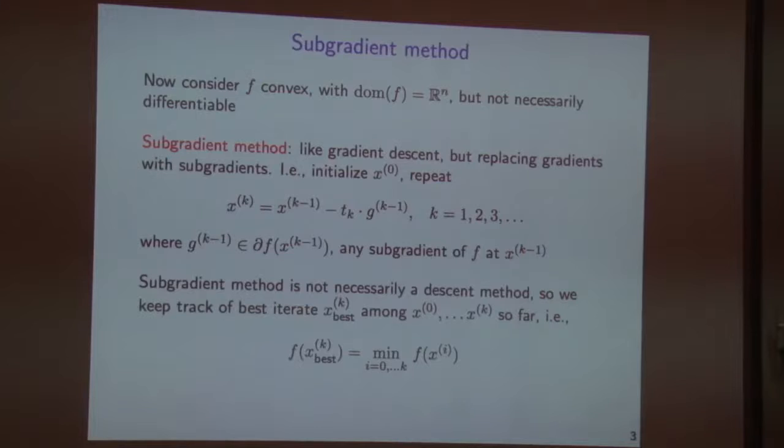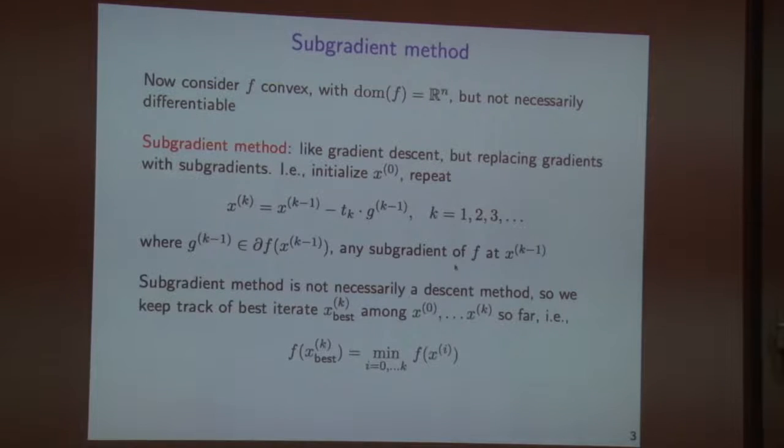So let's just jump right into the subgradient method. The subgradient method takes the same setup, except we don't assume that f is smooth. So f is convex, its domain is all of Rn, but it's not necessarily differentiable. Like gradient descent, we iterate by making some initial guess, and then at each step we compute not the gradient, but the subgradient of our criterion at the current iterate, wherever we are.